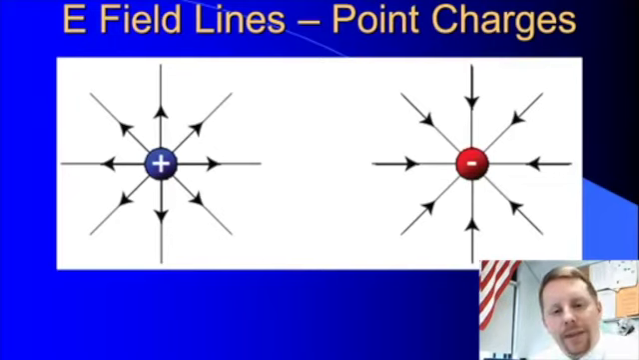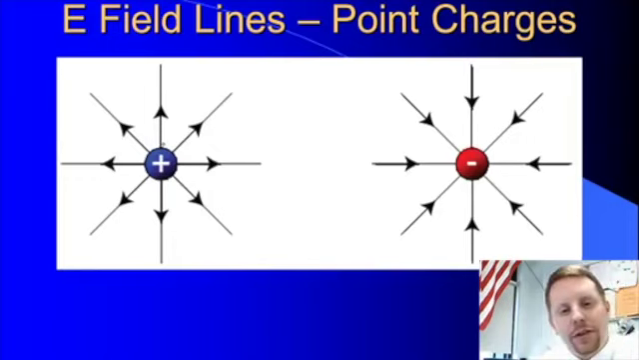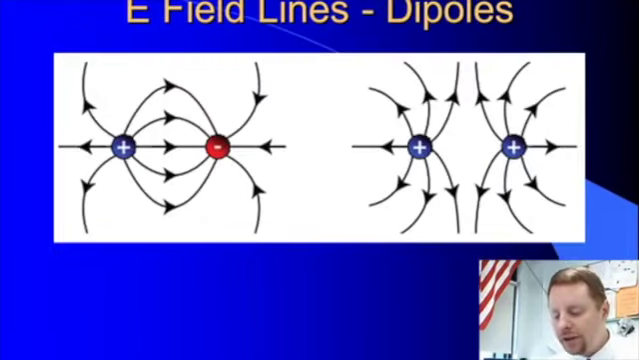Or just remember that the positive charges repel positive charges. So if you put a positive charge in space, it gets repelled by the positive charge, and it gets attracted by the negative charge in space, and then draw the electric field lines in those directions. So those are pretty simple diagrams for point charges. Let's look at what happens when we put two charges together.